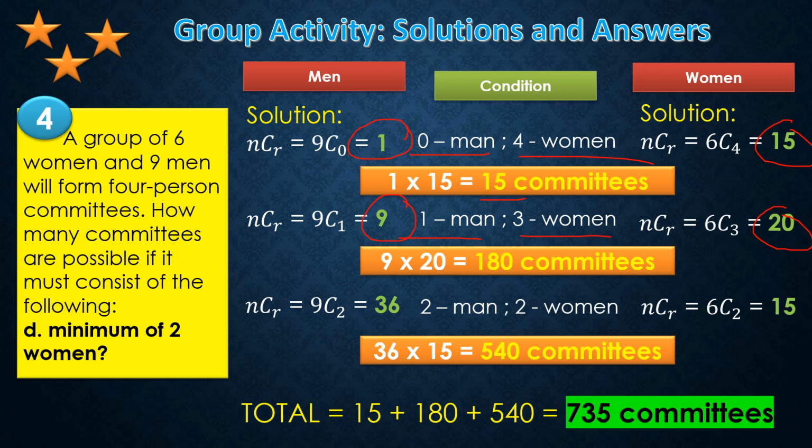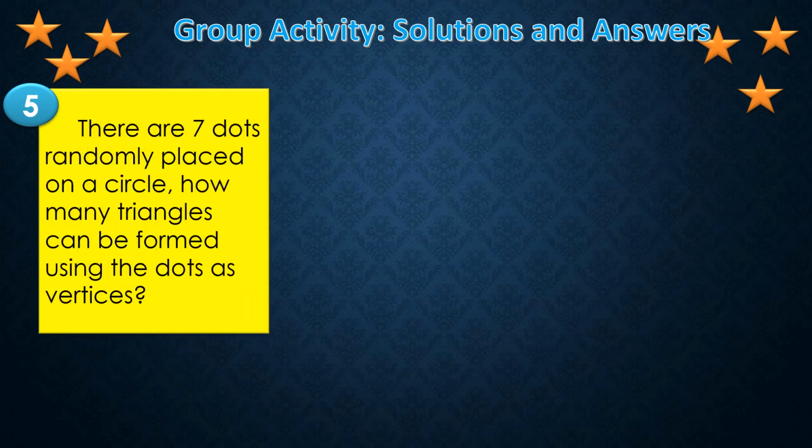Then, minimum of 2 women. So, what if their numbers are equal? It still fits our condition. That is 36 and 15. What we do is add the answers of each condition. Total of 735 committees. Okay, let's go to the last item for the solutions and answers in your activity last time.